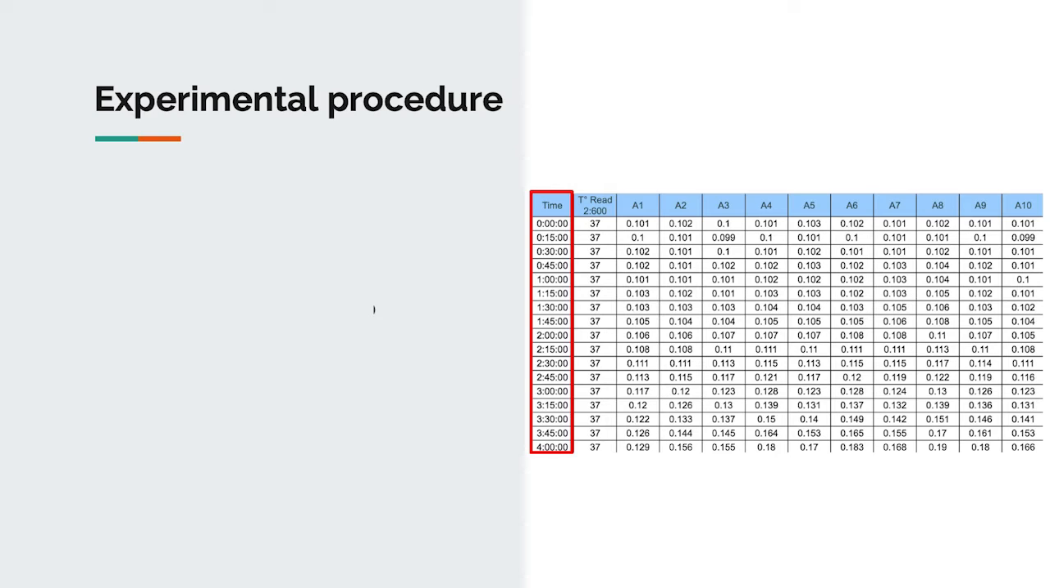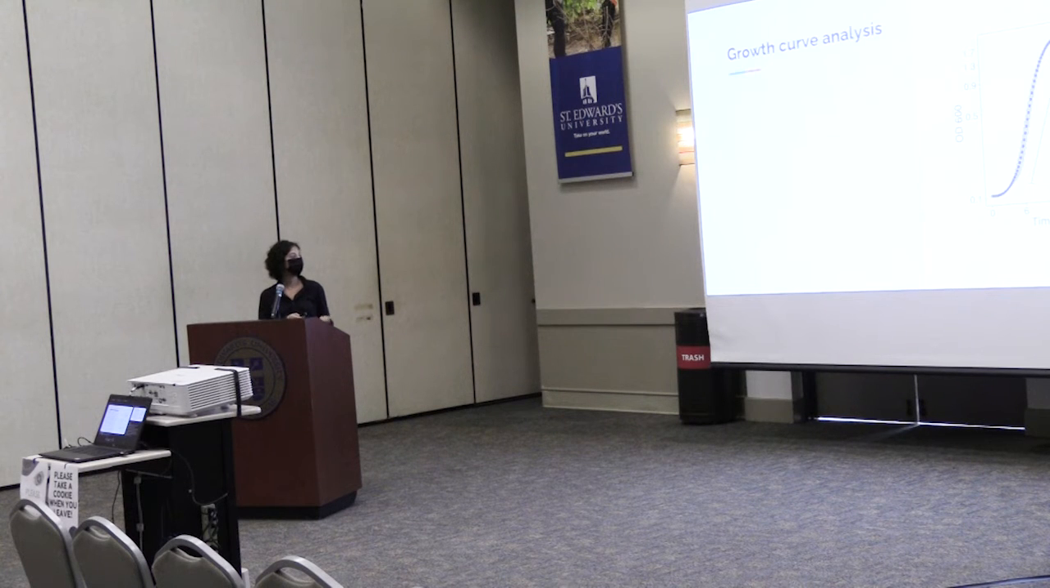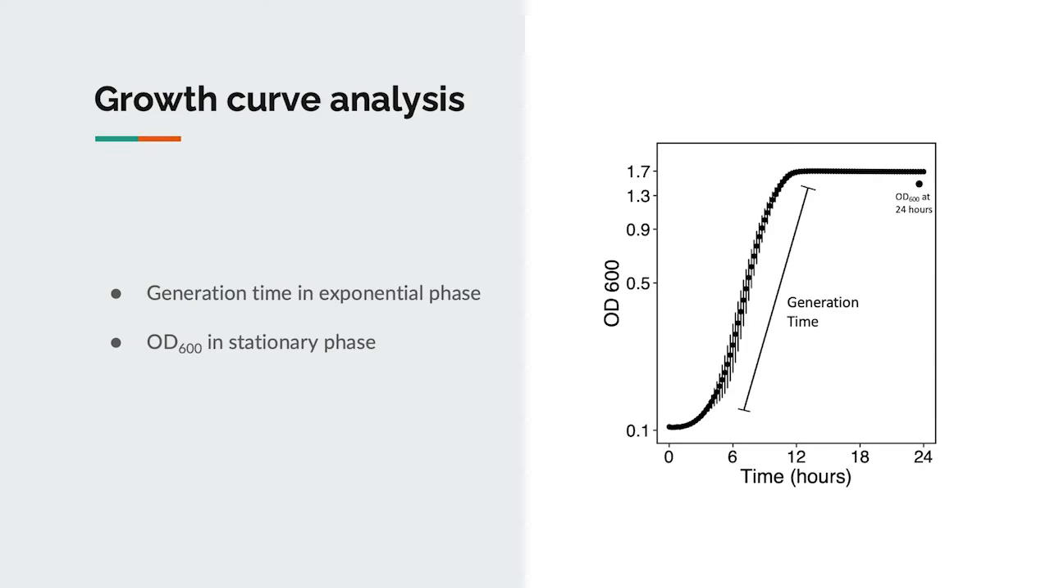We have readings every 15 minutes, and we would have 96 columns, one for each well, and each cell would have the absorbance at that time. So we would get that data, and to the right, we would get a growth curve. And when analyzing it, we would focus on generation time in the exponential phase. Generation time is the time it takes the cell to double.